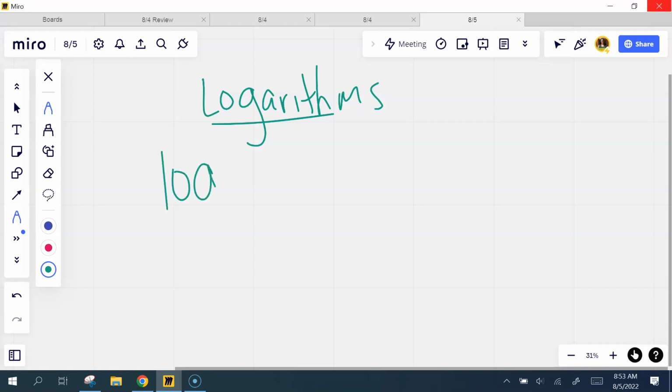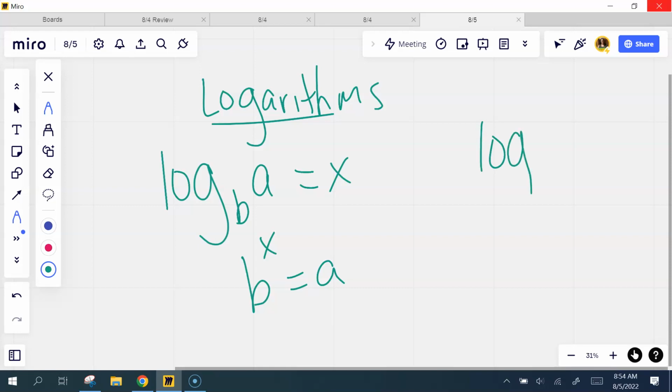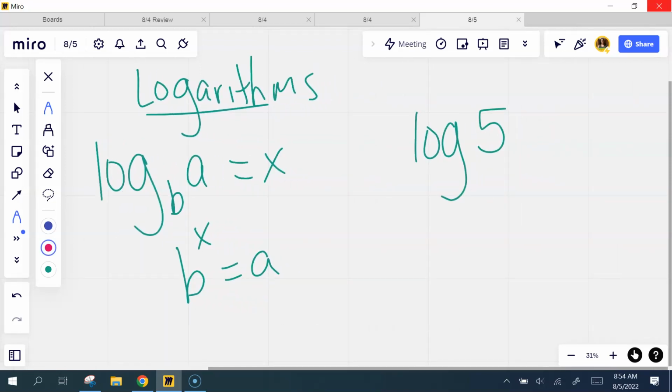Tell me, how can I write that another way? That's right. B to the x equals a. This is exponential form. The other's logarithmic form. What happens if there is no base? Yeah, that's right. It's an implied 10. Good job. What other special log do we have?